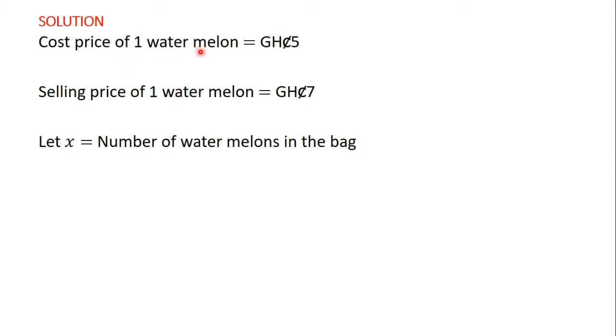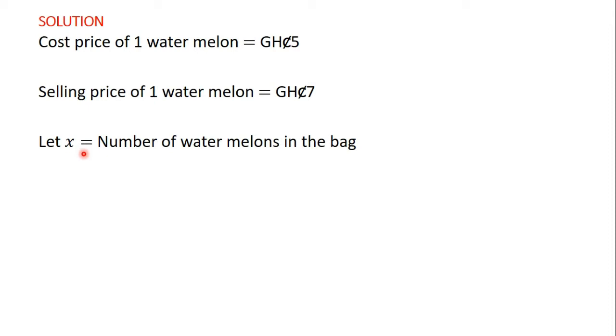One watermelon costs 5 Ghana cedis. So if there are 2 watermelons in the bag, then the cost price of the 2 watermelons will be 5 Ghana cedis times 2. If there are 3 watermelons, the cost price will be 5 Ghana cedis times 3. If there are 4 watermelons, the cost price will be 5 Ghana cedis times 4. This shows that to get the cost price of the watermelons in the bag, you have to multiply the cost price for one watermelon by the number of watermelons in the bag.